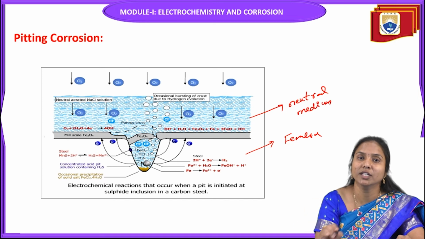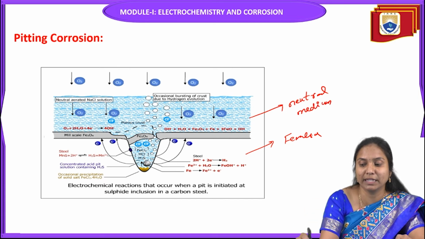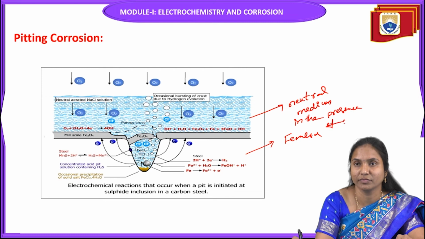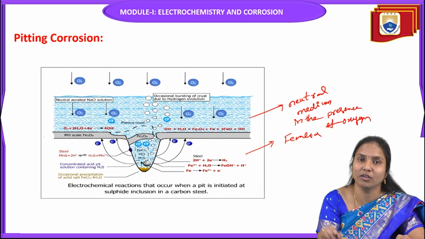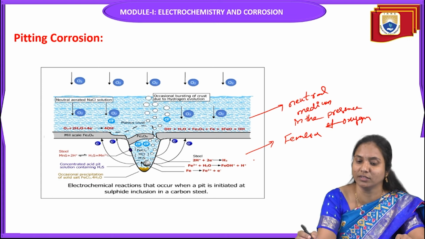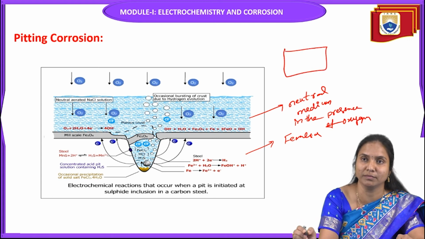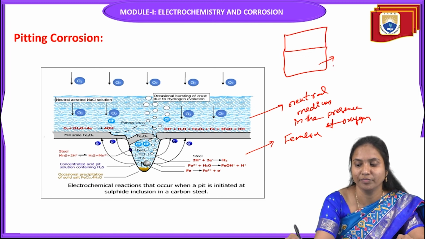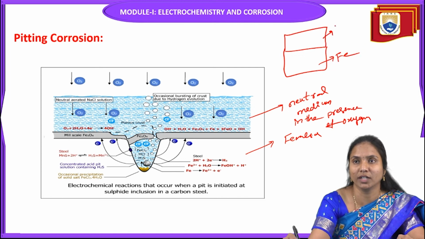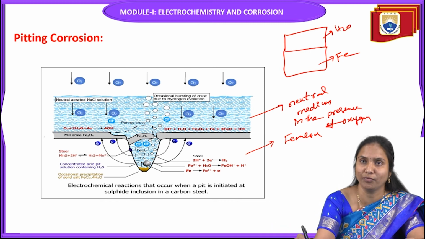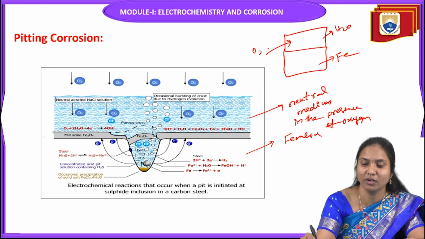It interacts with a neutral medium, in the presence of oxygen. Starting with iron metal, it interacts with atmospheric oxygen. Simply, we say this is the iron metal in contact with a neutral medium like water or aqueous NaCl solution in the presence of oxygen, so atmospheric oxygen.